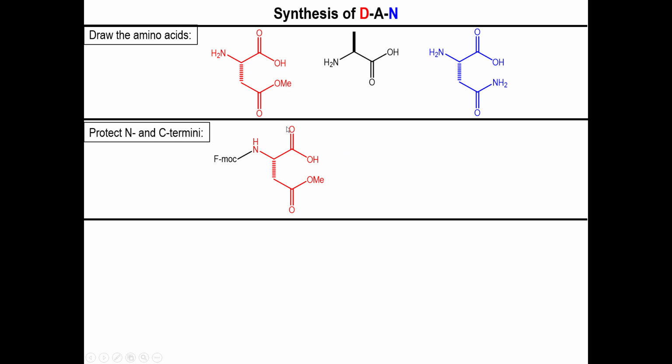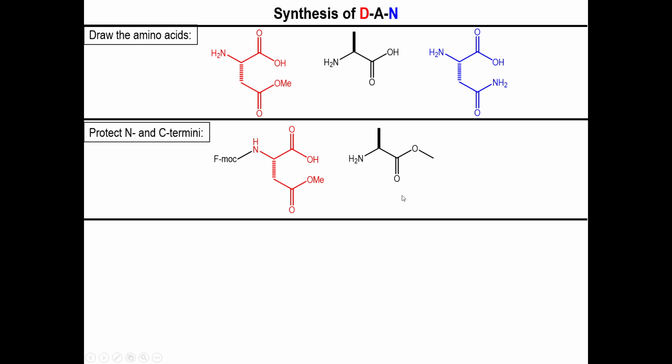All right, now the next thing is that we want to figure out what we're going to protect at the amino group and what we're going to protect at the carbonyl group. So since aspartic acid is going to be the first amino acid, we don't want anything prior to it. So that means that we're going to protect the amino group of aspartic acid, but we're going to leave the carboxylic acid intact.